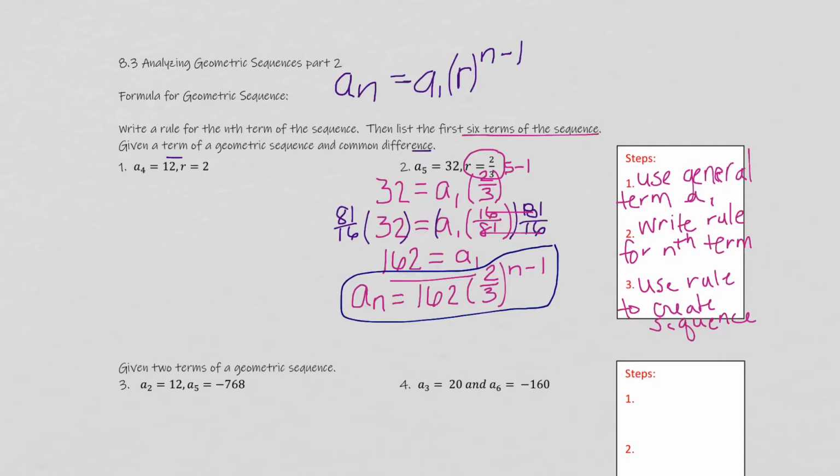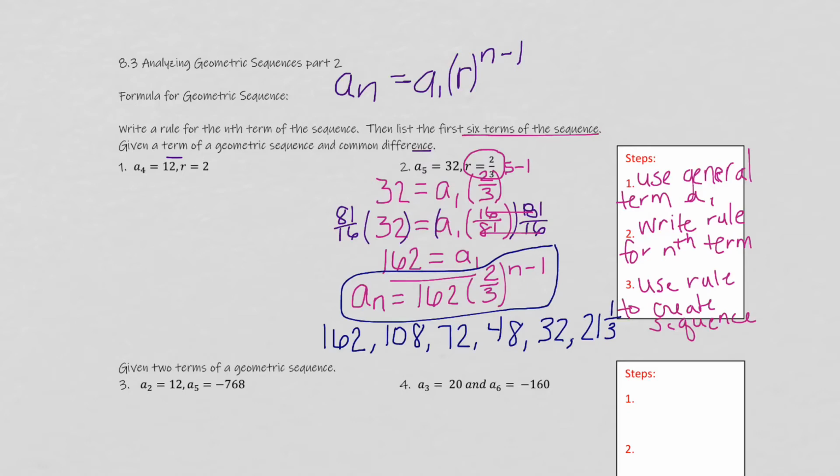Now we just need to write the first 6 terms. So I know my first term is 162. If I take 2/3 of that, I'm going to get 108. Or I could have plugged 2 in for my n. Right here, I could have put second term in here and then worked it out. The next one, 2/3 of 108 would be 72. Times 2/3 would be 48. Times 2/3 would be 32. Times 2/3 would be 21 1/3. All right.